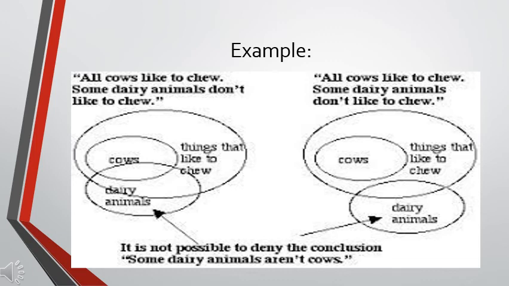In the next diagram, we must put cows first and encircle it like the other one. Next, things that like to chew, and encircle it because it said that all cows like to chew. After that, we put dairy animals and encircle it but connect it just to the things that like to chew because some dairy animals are not cows. It is not possible to deny the conclusion. Some dairy animals aren't cows.